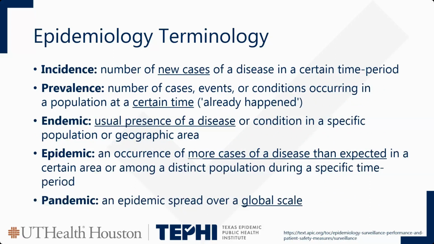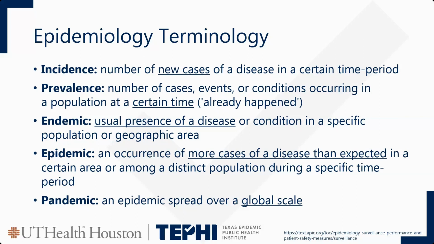Another terminology we're discussing is incidence. Incidence is the number of new cases of a disease in a certain time period, while prevalence is the number of already existing cases at a certain time. These are cases that have already happened at a particular time. Incidence and prevalence are often used incorrectly, so it's important to know the difference between the two.